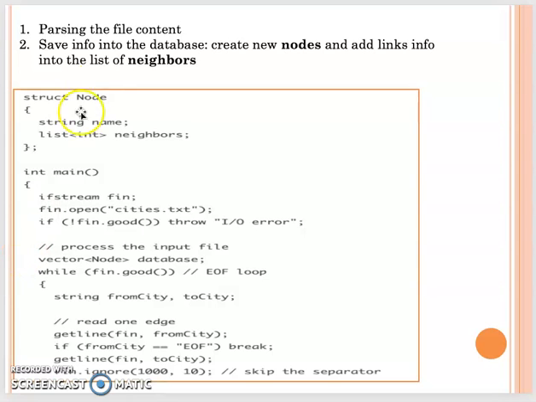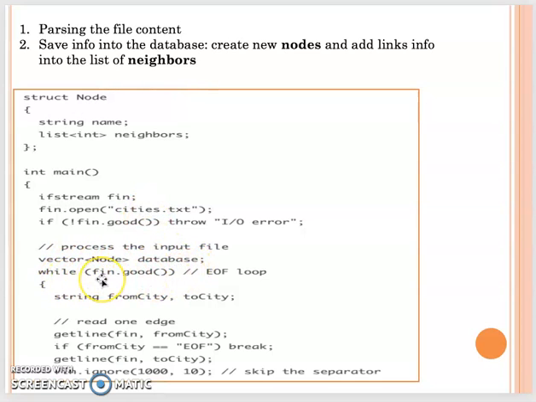To help you with parsing the file and saving the information to the neighbor, I will just give you the sample file first. So now we see the content. The first thing we have is the node struct. Each node has your name of the city and your neighbor information. Then you know how to open the file. That's why you have the database vector.